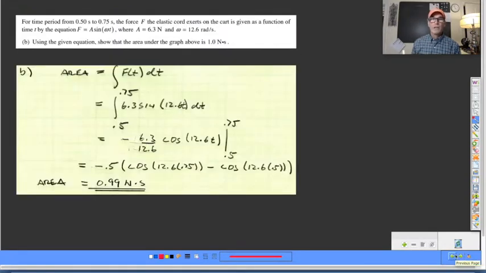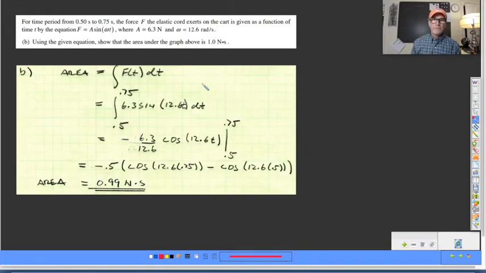Okay, moving right along. For the time period from 0.5 seconds to 0.75 seconds, the force F the elastic cord exerts on the cart is given as a function of time t by the equation F equals A sine omega t, where A is 6.3 newtons and omega is 12.6 radians per second. Using the given equation, show that the area under the graph above is 1 newton-second.